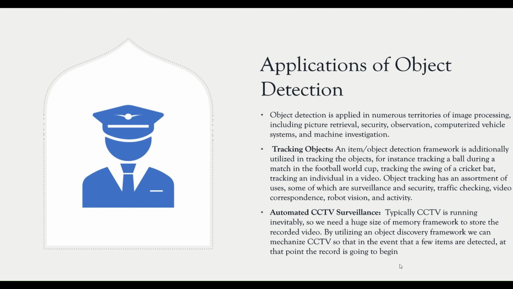Automated CCTV surveillance. Typically, CCTV is running continuously, so we need a huge memory framework to store the recorded video. By using an object detection framework, we can automate the CCTV so that when events happen and a few items are detected, at that point the recording is going to begin.